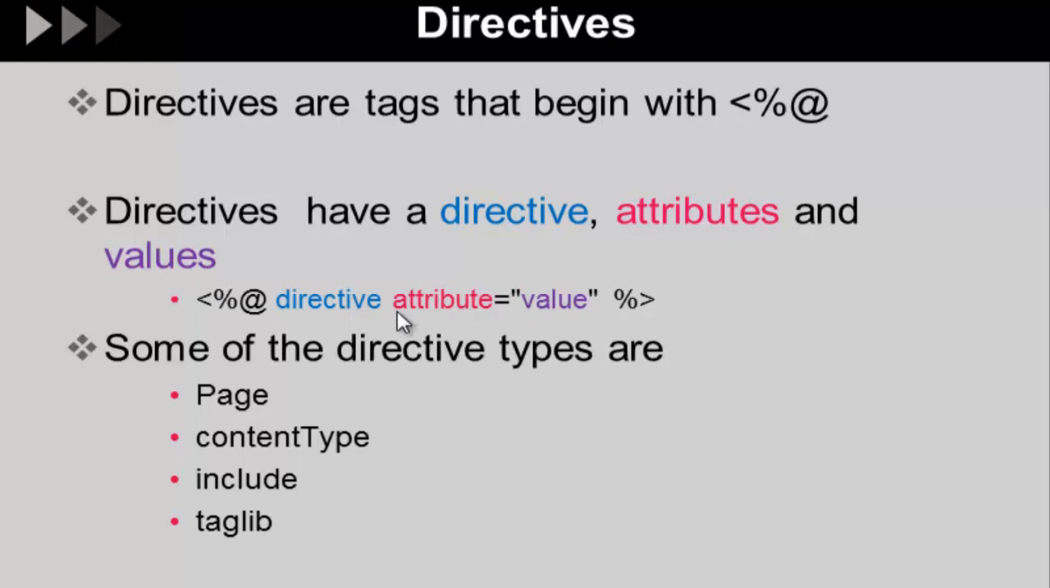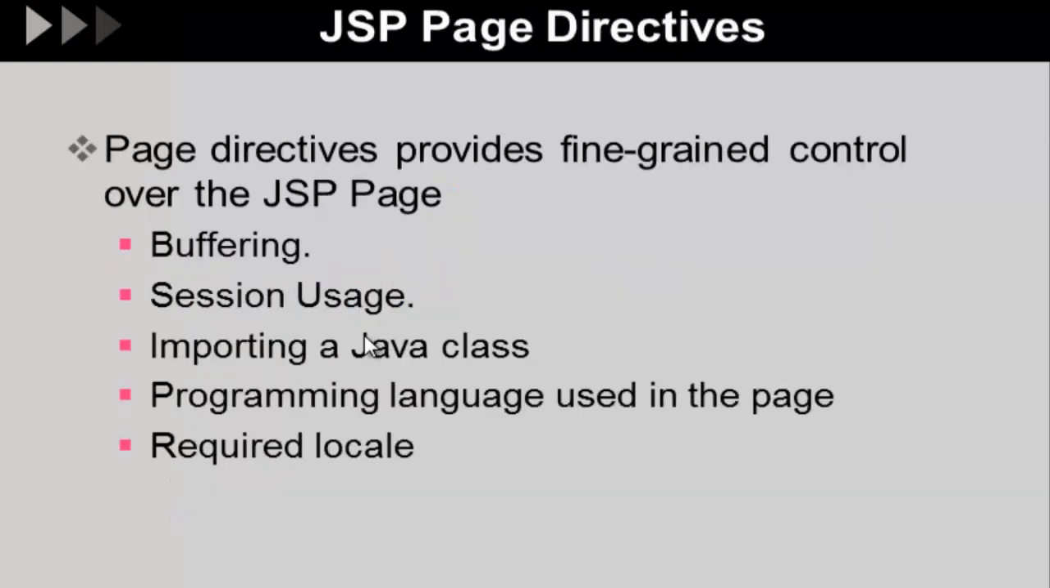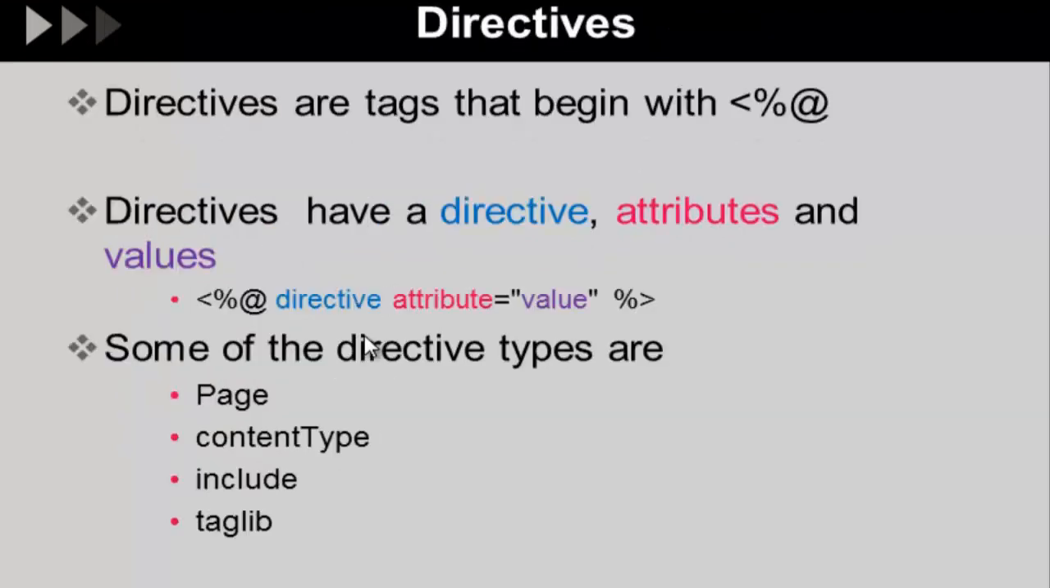So how many directives do we have? Fortunately we have these many directives. The one directive is page. So you get @page or content type, include, taglib. So we get different types of it. It's not one. So you can have @page or @taglib or @include, anything can come there, followed by some key value pair. Okay, let's look at the page directive.